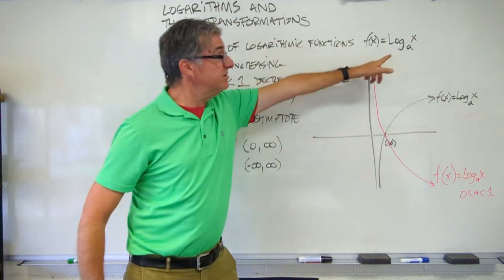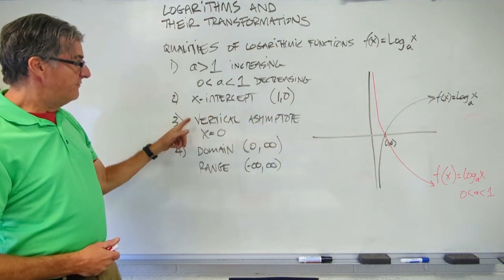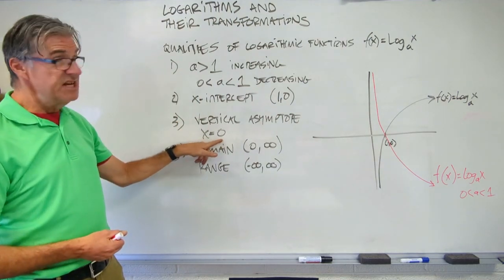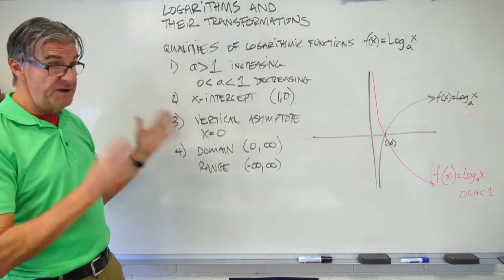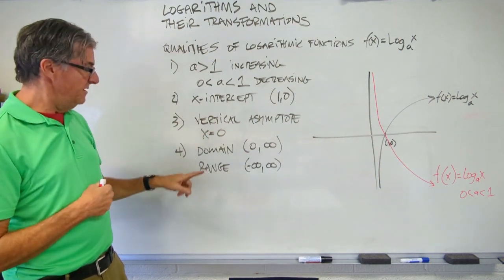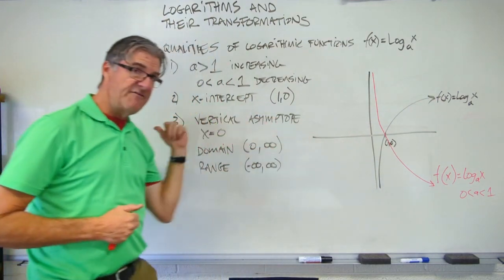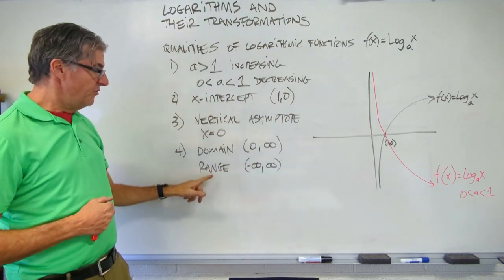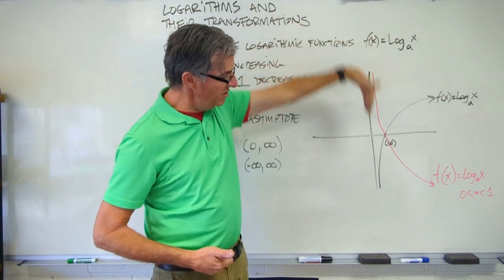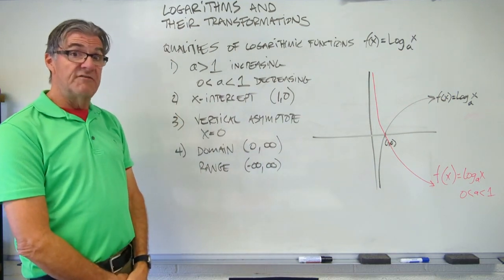When you have this function, the x-intercept is 1, 0. We've been all over that with our graph. The vertical asymptote, again, when you have this simple function, is just x equals 0. Now we're going to change that when we do transformations, but right now this is for the base log function, like the mother function. Finally, the domain is 0 to infinity. We don't have any negative numbers in our domain. The range is negative infinity to positive infinity because it just goes up as far as you want and it goes down as far as you want. So those are the qualities of log functions.